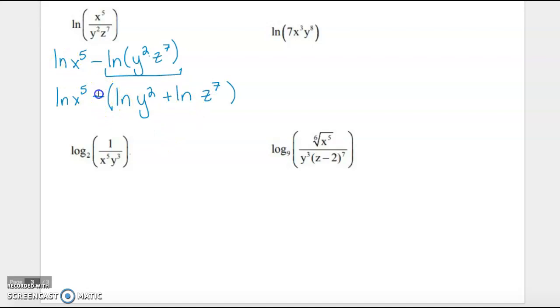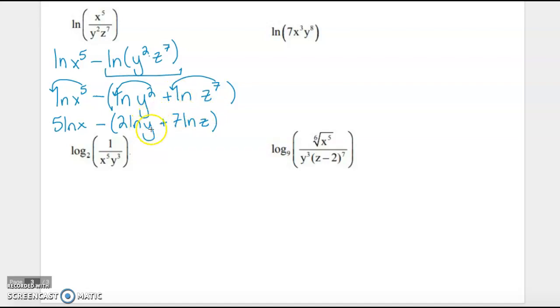And then now if you want to distribute that negative, you're more than welcome to. You don't have to though. So I won't, but you can if you want. These exponents you also could bring down to the front of each of their logarithms as constant multiples. So 5 natural log of x minus parentheses 2 natural log of y plus 7 natural log of z.